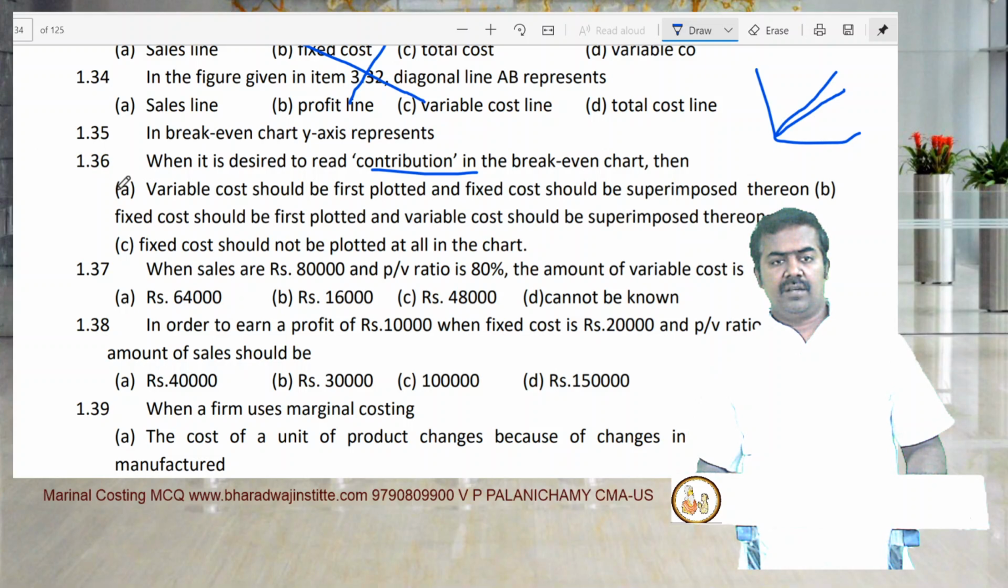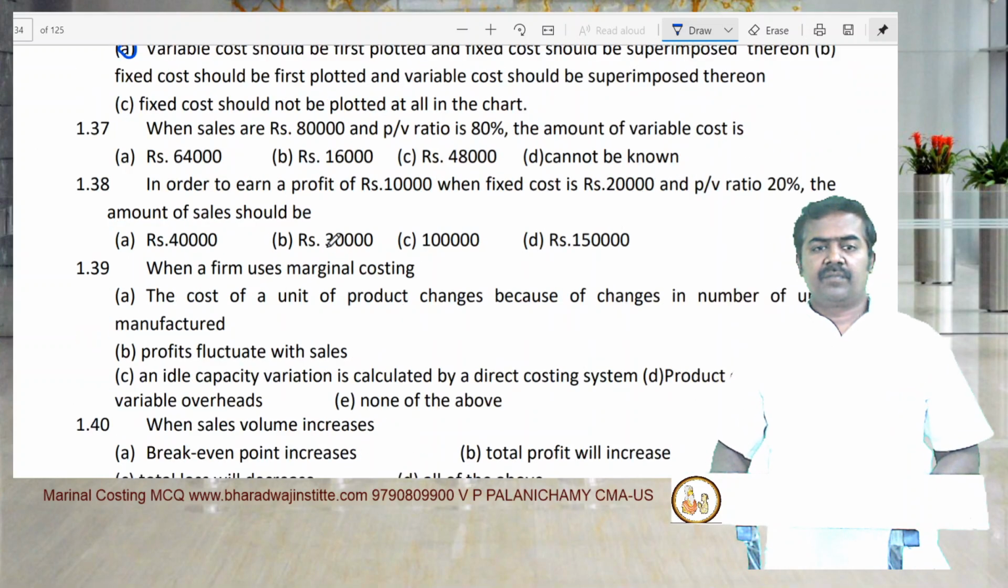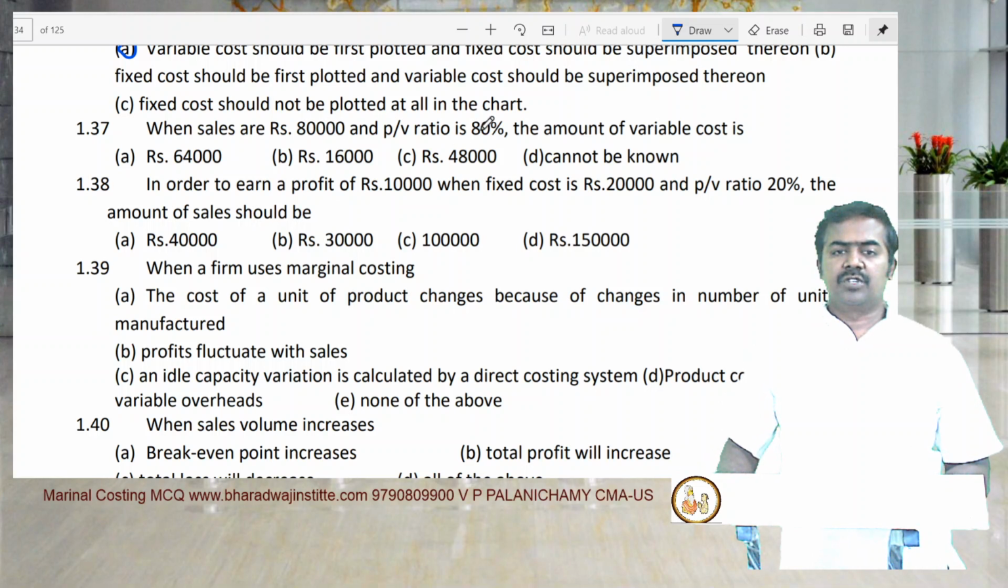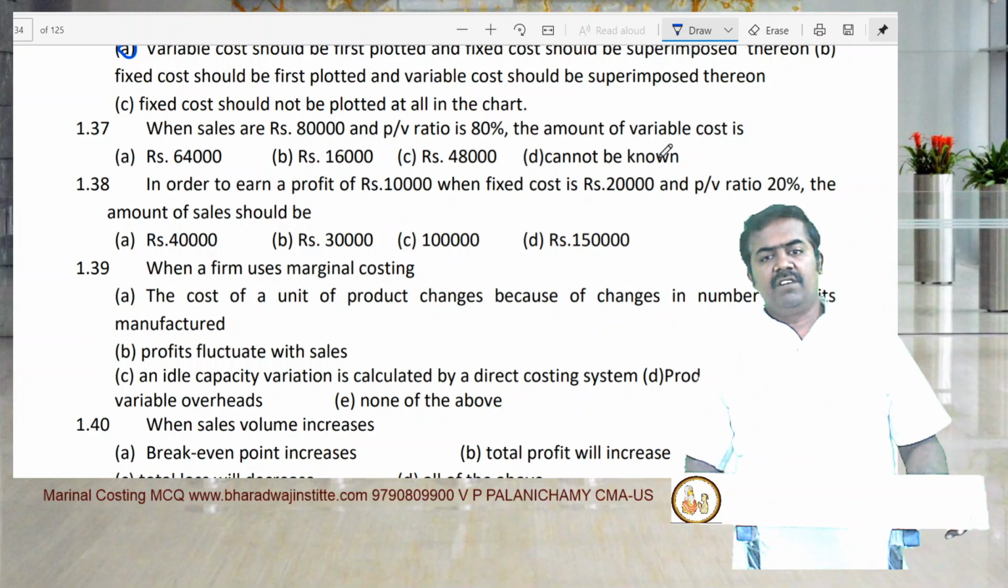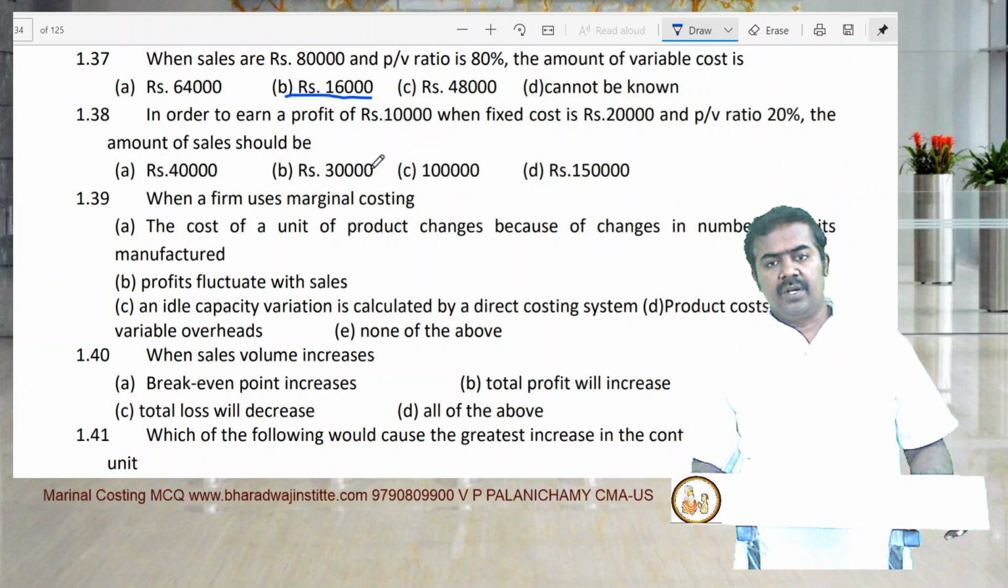Answer is A. When sales is 80,000 and PV ratio is 80%, variable cost will be 20% of 80,000, that is 16,000. This we know: fixed cost plus profit by PV ratio.